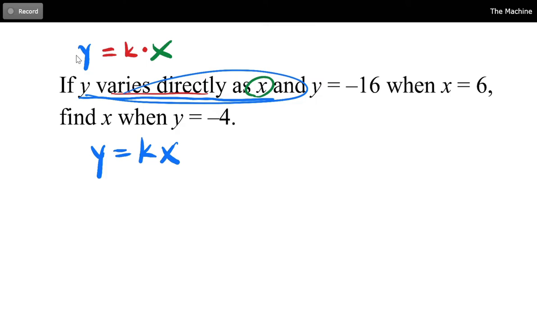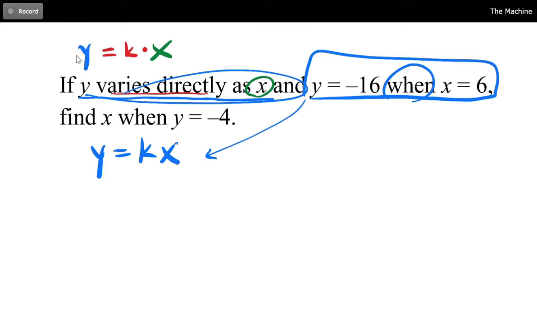Okay. And now it tells me y is equal to negative 16 when x is 6. These two go together. That word, when, means that if x is 6, then y must be negative 16. Our first step here is to find out what the constant of variation is. So I'm going to use these two known values and plug them into this right here. What was the y value? Well, the y value was negative 16. And that's got to be equal to the constant, which is k, times the x value. What was the x value when y was negative 16? Well, that would be 6. Okay, now solve it for k.